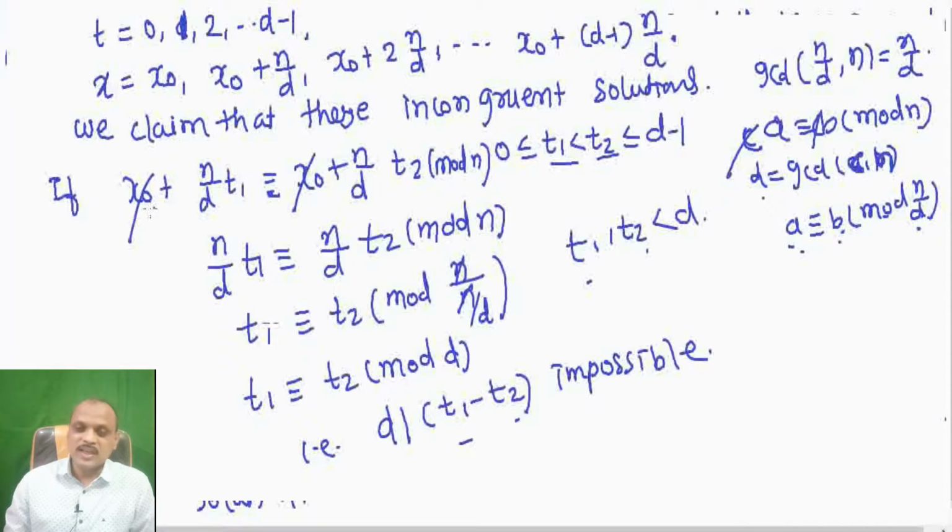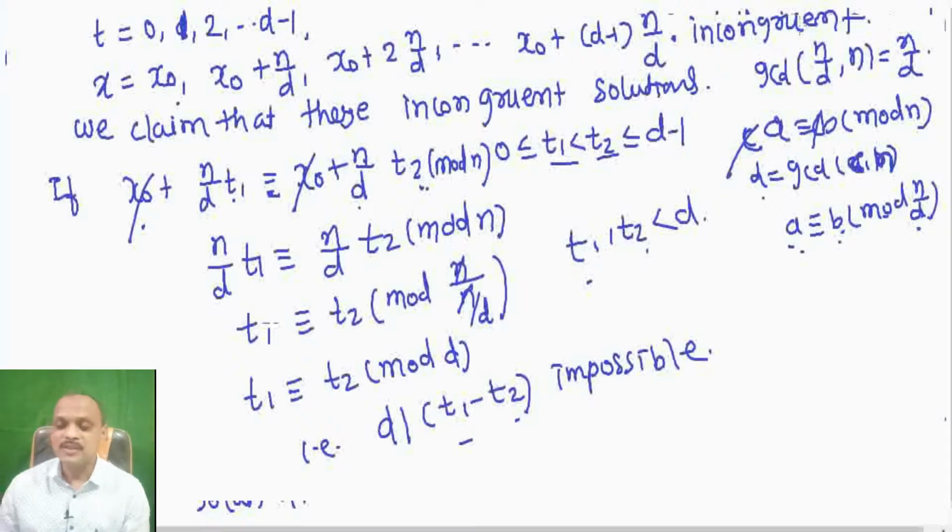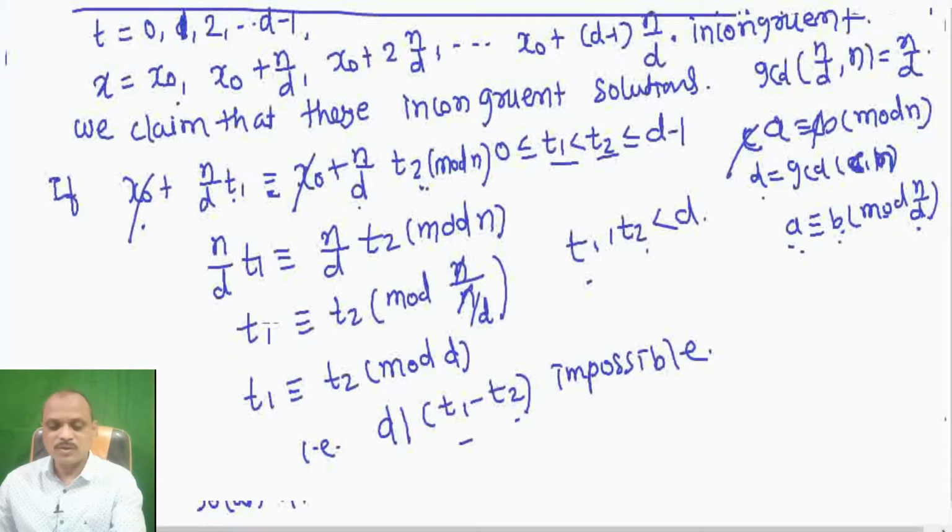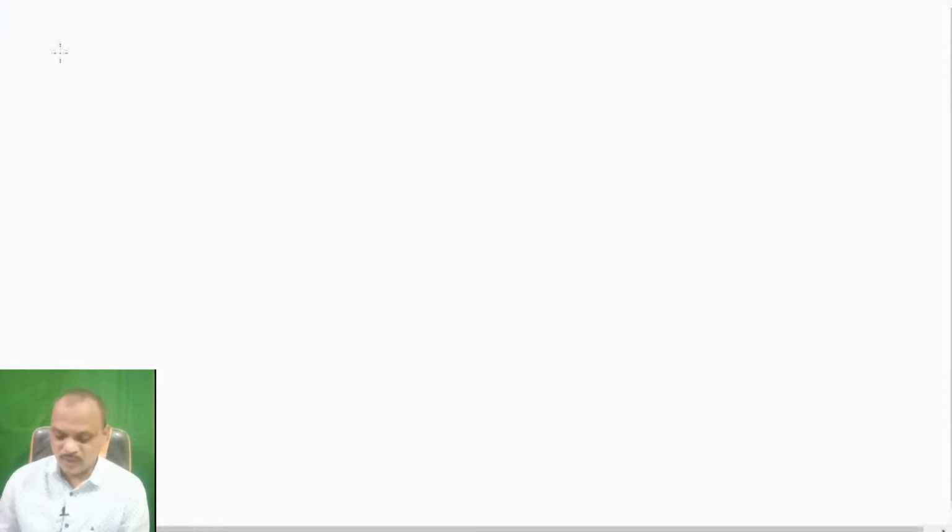Hence it is not possible that x0 plus (n divided by d) times t1 is congruent to x0 plus (n divided by d) times t2. That means these are incongruent solutions. So there are d incongruent solutions, and we will now show that any solution to this problem is congruent to one of these. Okay, so let us prove that any solution is congruent to one of these.